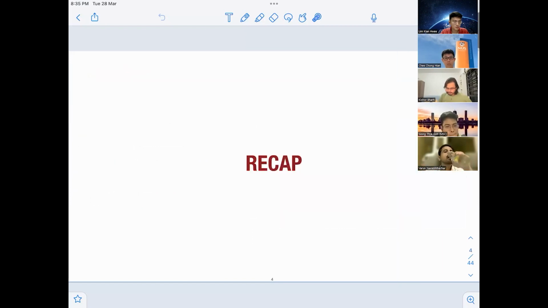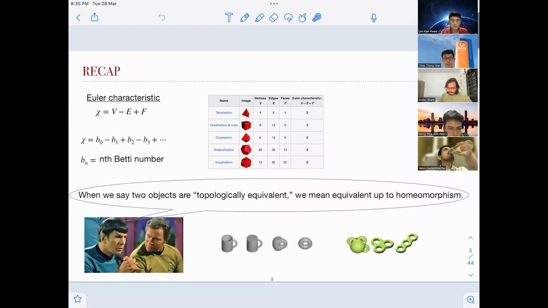So let's start. To recap, last time we discussed topology, and we discussed this notion of Euler characteristic. For surfaces like this, it is given by vertices minus edges plus faces. You see that it holds in these cases. And actually, this Euler characteristic can be written as an alternating sum of something called Betti numbers. Betti numbers are something people often talk about when they are doing data analysis.